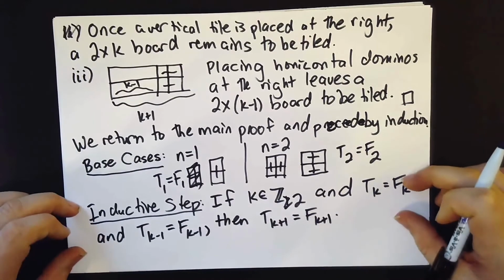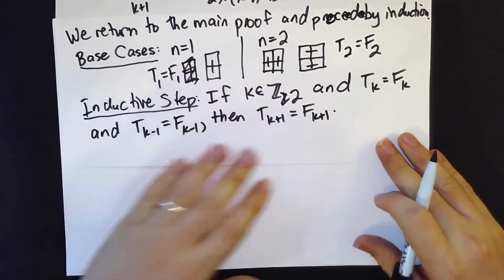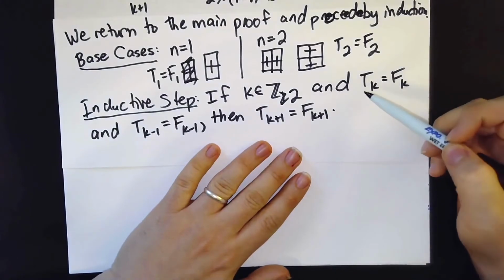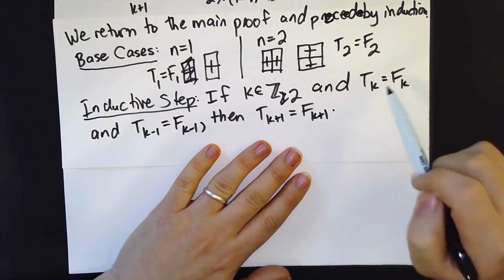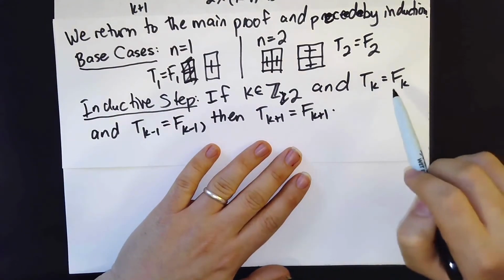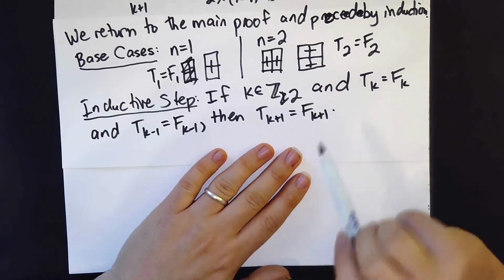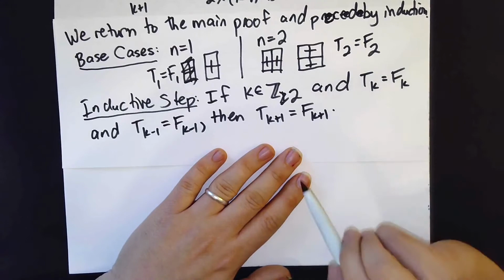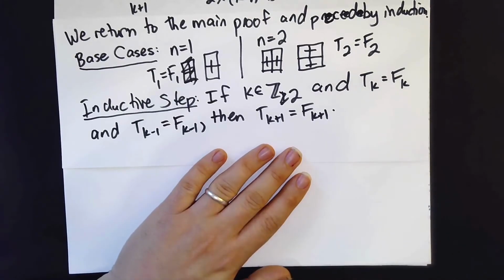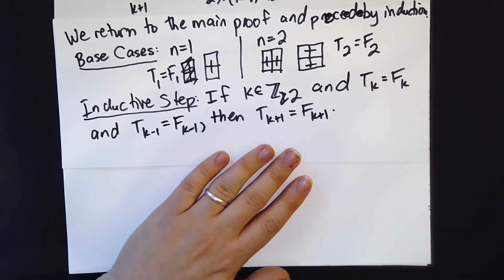This is now what we have to prove. And note, because of my scratch work, I knew that I wasn't going to get by with only assuming the previous case. I wasn't going to get by with only assuming t sub k equaled f sub k. I was going to need to know both that t sub k was f sub k and that t sub k minus 1 was f sub k minus 1.